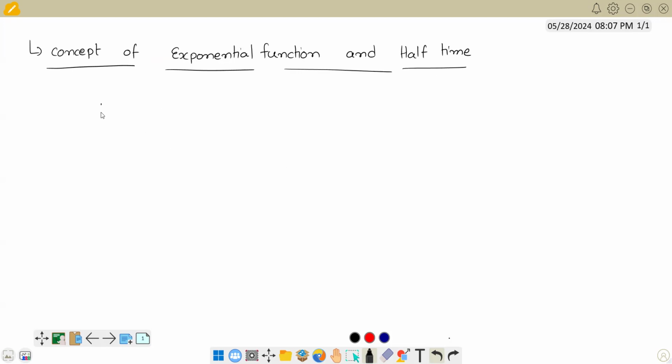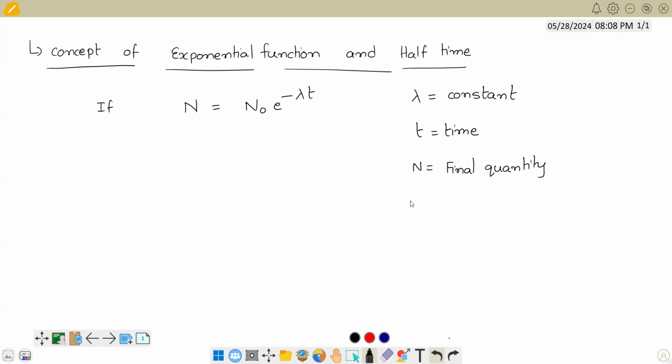Let me take some random function. Let us say some function N is equal to N naught e power minus lambda t. What is the meaning of N naught, N and lambda? See, lambda is basically a constant. Here t represents time or anything like that. Here N represents the final quantity, or we can also call this the quantity at time t, and N naught is equal to the initial quantity.